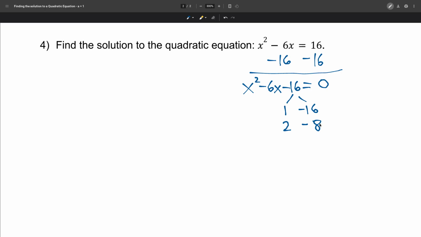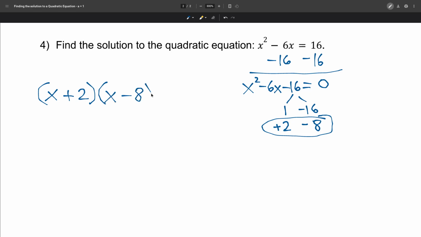And these are the only two pairs of factors with a negative further away from 0 on the number line, because if you did 4 and negative 4, those would add to 0. Positive 2 plus negative 8 adds to negative 6. So this is the pair I'm going to select. So I'm going to write my factored form as x plus 2 times x minus 8, and I'm going to set that equal to 0.